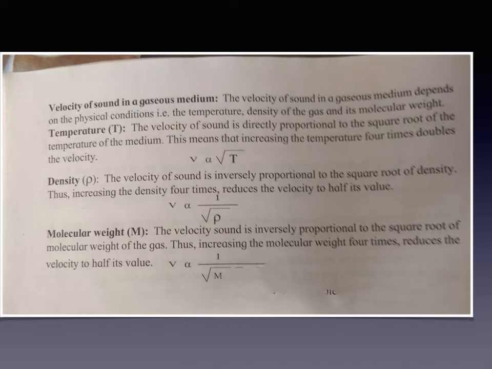The third factor is molecular weight. The velocity of sound is inversely proportional to the square root of molecular weight of the gas. Thus, increasing the molecular weight 4 times will reduce the velocity to half its value. The molecular weight of oxygen gas is 32, while that of hydrogen gas is 2. So we can prove that the velocity of sound in hydrogen is 4 times that in oxygen. For a fixed temperature, the velocity of sound does not depend on the pressure of the gas.